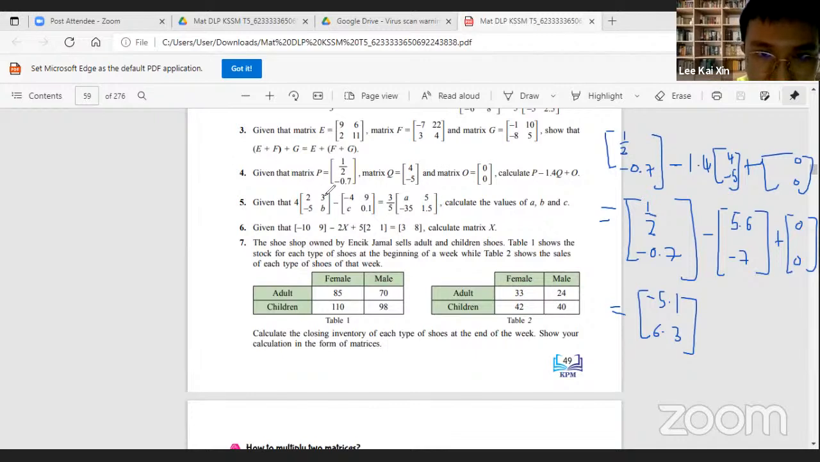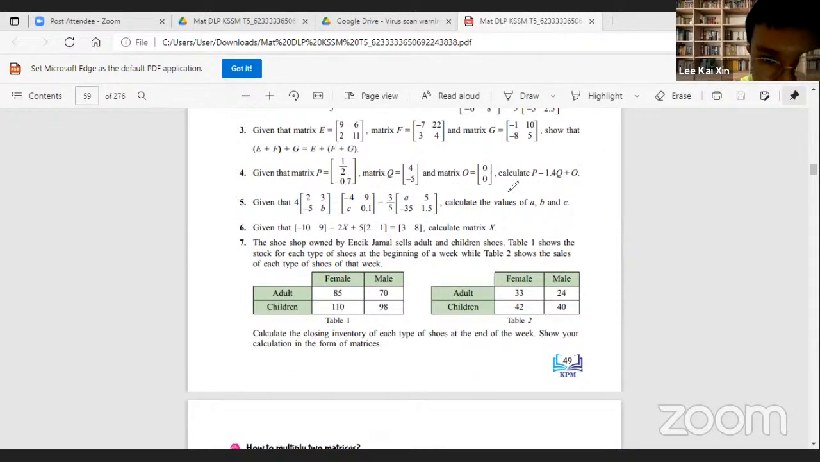They ask us to calculate A, B, C, and D. There's already no D, just A, B, C. Okay, question 5. I clear everything first. We do question 5, I continue from here. So after we multiply 4 by 2, we'll get 8. And then 4 times 3 is 12. 4 times -5 is -20.